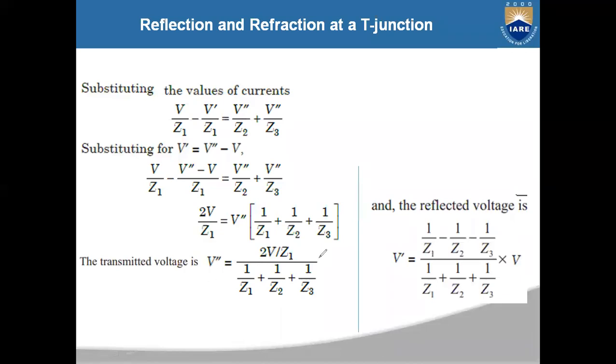Okay. And you can also write the coefficients. So V double dash by V is the transmitted coefficient for the voltage wave. So V double dash by V, if you bring this side, is 2 by Z1 by 1 by Z1 plus 1 by Z2 plus 1 by Z3. This is called the transmitted voltage wave coefficient, or you can also say it is the refraction coefficient of the voltage wave. Similarly, from this equation, V dash by V you can write, which is called the reflected coefficient for a voltage wave.